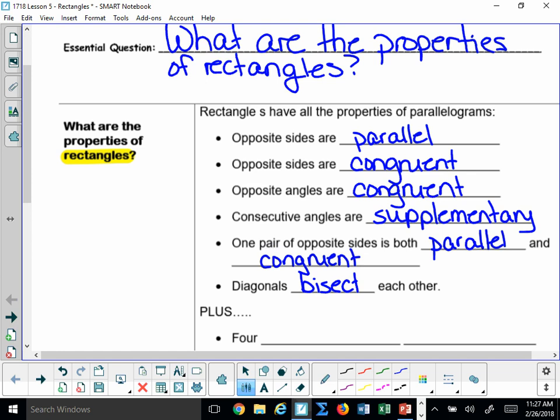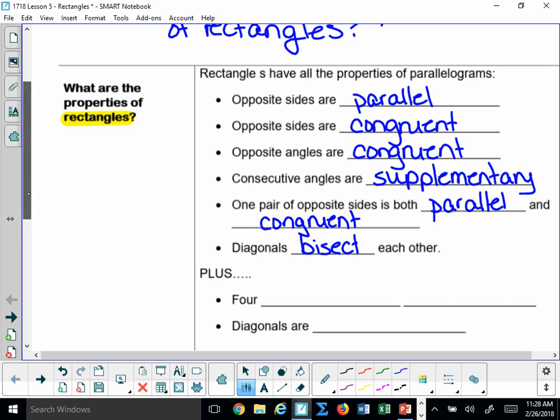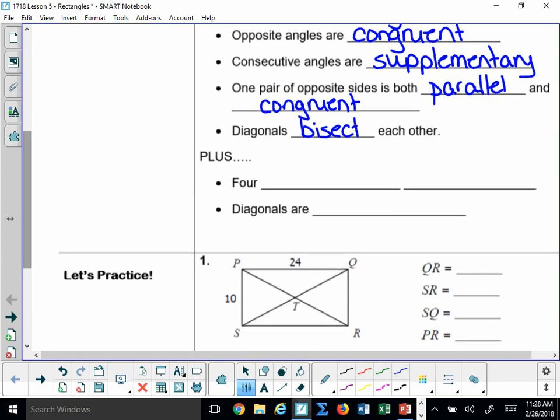But wait, there is more, because this is a subtype or special type of parallelogram. Remember that rectangles have 4 right angles. You learned that in elementary school. What's new to high school is the fact that diagonals are congruent.